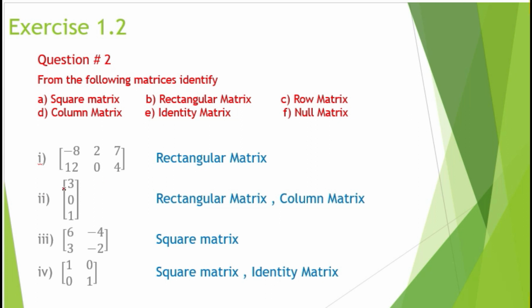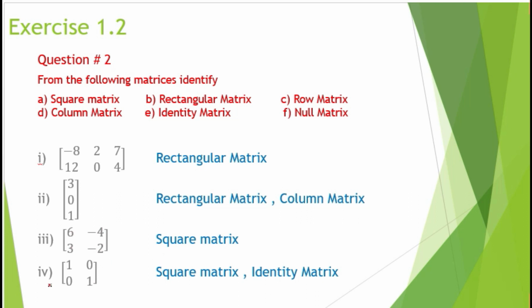In next part 3, 0, 1, this is also a rectangular matrix because it has 3 rows and only one column. And it's also a column matrix because it contains only one column. So next part is 6, minus 4, 3, minus 2. This is a square matrix because in square matrix the number of rows is equal to the number of columns. Here in the matrix 2 rows and 2 columns, so this is a square matrix.